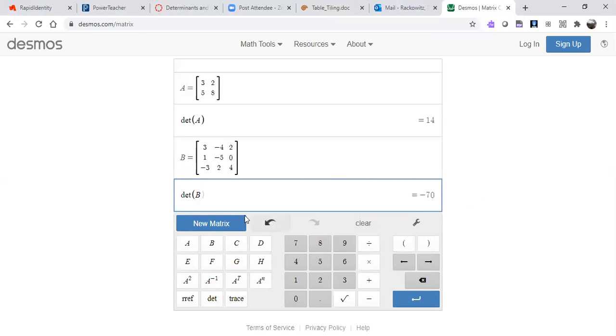I'll show you some problems. I won't ever make you do the determinant of a 3 by 3 by hand, but there will be ones where you have to understand the determinant of a 2 by 2. Like if I put a variable in there and told you what the determinant is, I'll show you that later. But for right now, just use your calculator to get the determinants.